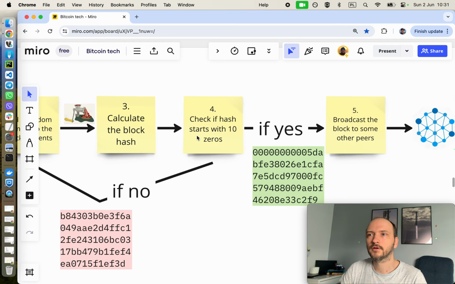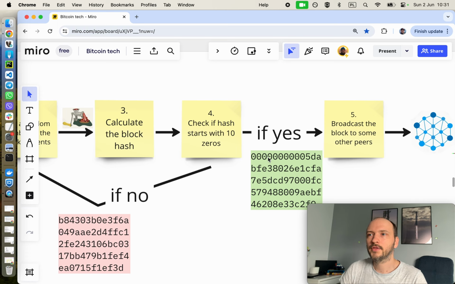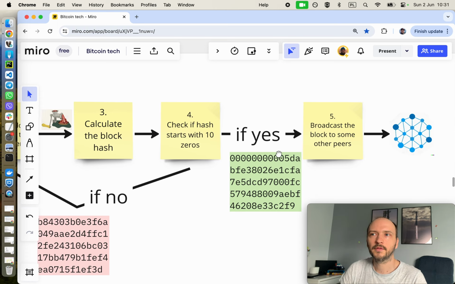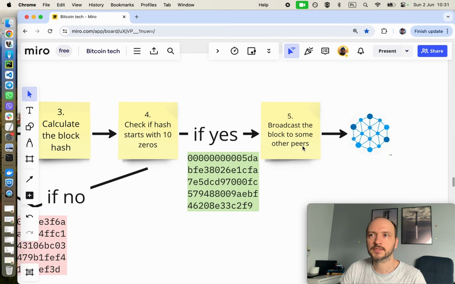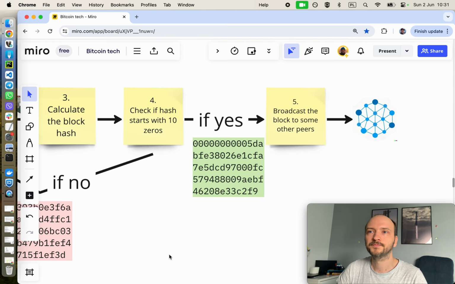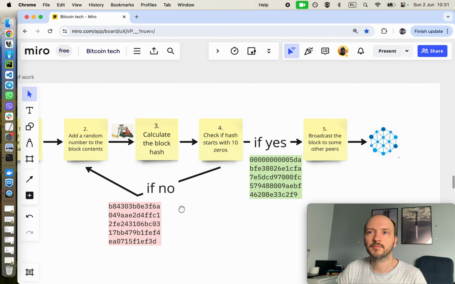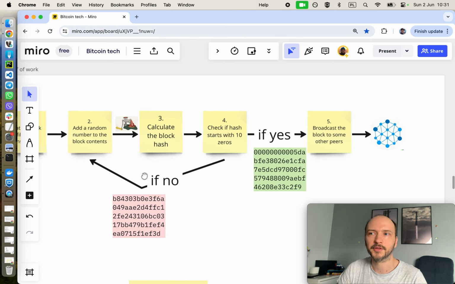And if luckily the hash starts with 10 zeros, then the miner broadcasts this block to other peers using the network or net pattern that we already reviewed. That's it. That's proof of work. The work is that the miner has done all this job finding the proper random number.